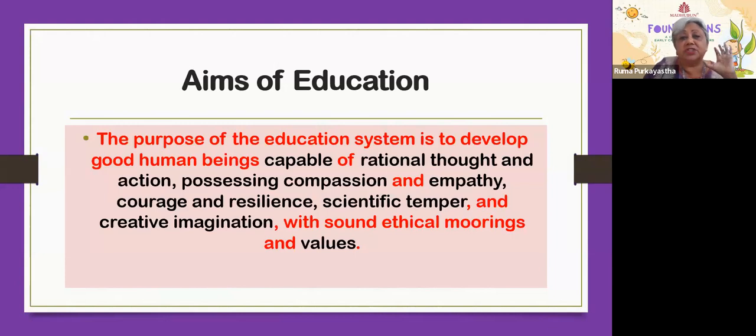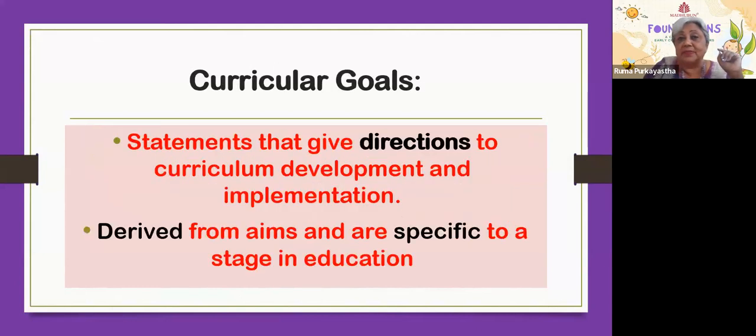Aims of education have not changed. Aims of education have remained what they were. They've just been brought in again and again and reiterated. Now, if that is our aim, what is the curricular goal? The goal is derived from the aim. The goal is to give statements that give direction to how a curriculum develops. Now, if I say that one of the goals of NCF is that children develop effective communication skills for day-to-day interactions in both languages, that's my curricular goal.